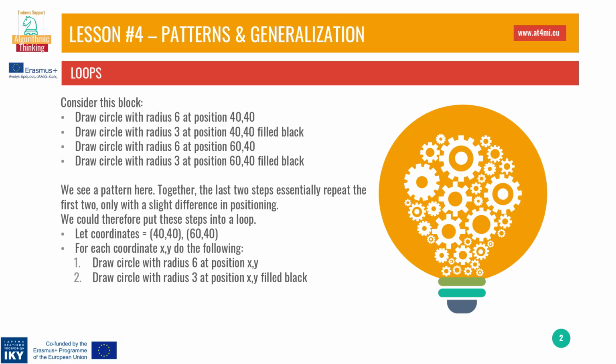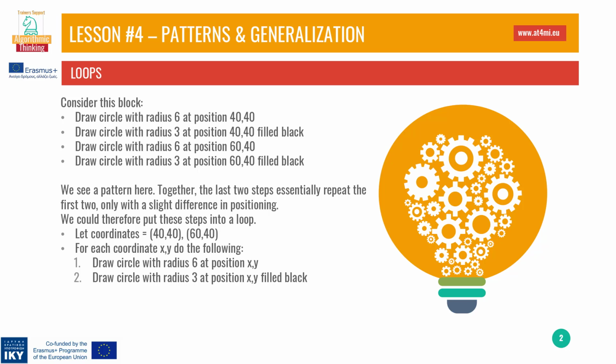Draw circle with radius 6 at position 40, 40. Draw circle with radius 3 at position 40, 40 filled black. Draw circle with radius 6 at position 60, 40. Draw circle with radius 3 at position 60, 40 filled black. We see a pattern here. Together, the last two steps essentially repeat the first two, only with a slight difference in positioning. We could therefore put these steps into a loop.